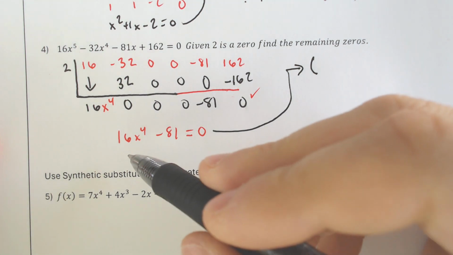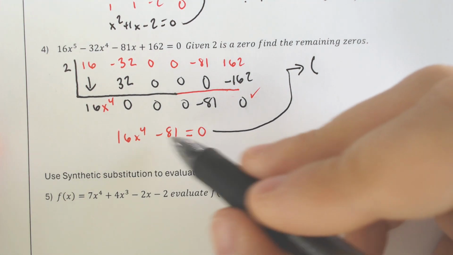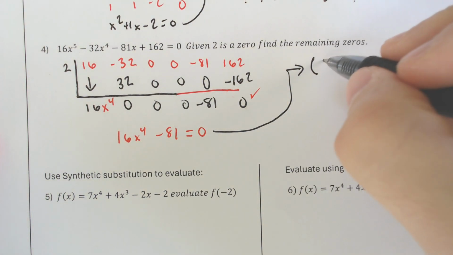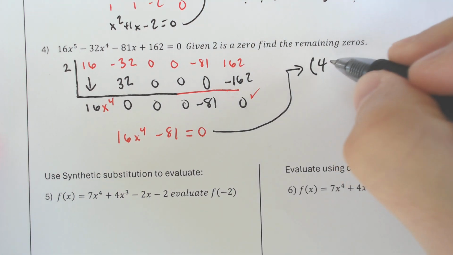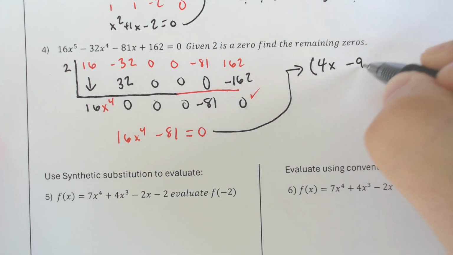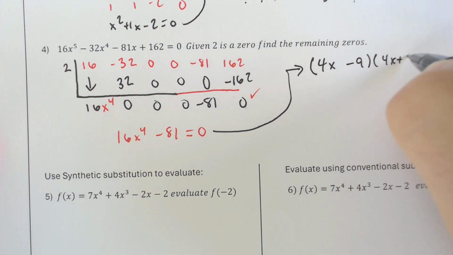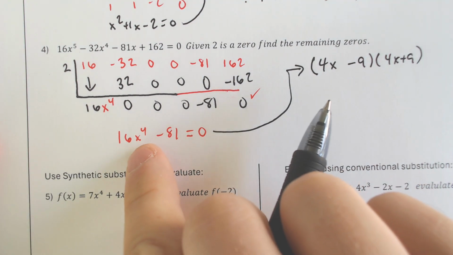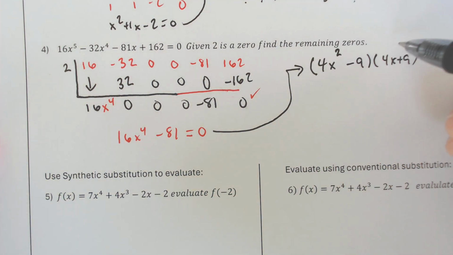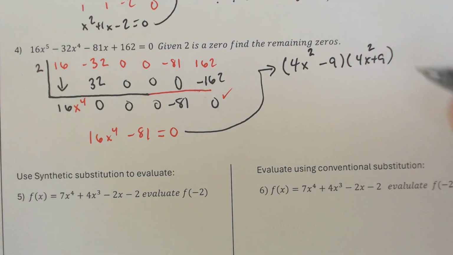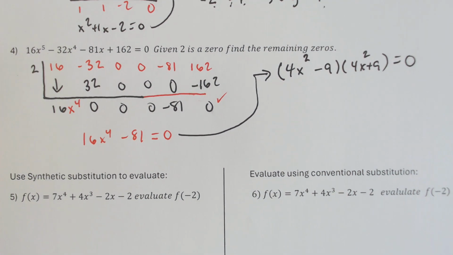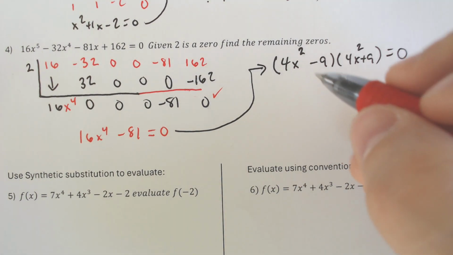This is kind of a perfect square problem, but it's to the fourth power, so we're just going to square root both of these, and we're going to get 4x minus 9 and 4x plus 9. Now, because it was to the fourth power, this is going to be x squared and x squared. And now, this is an easier problem to solve because it is squared.